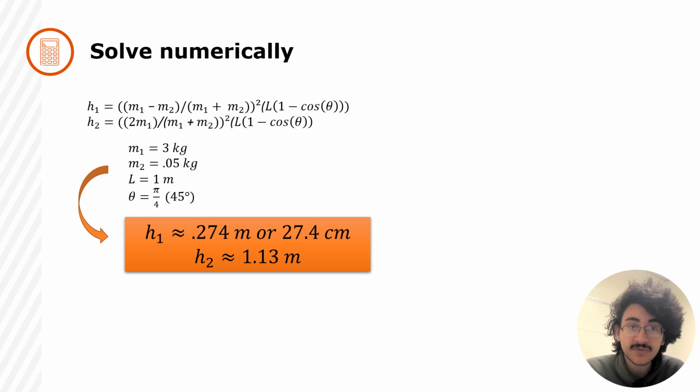We will be testing our equations with one set of values. After calculating, I'll check the reasonability of the height we get for both the left and the right ball. Not only does it show us whether or not our equation is sound, but it allows us to visualize what exactly happens in this scenario. With a mass of 3 kilograms for the left ball and a mass of 0.05 kilograms for the right ball, as well as a string length of 1 meter and a release angle of 45 degrees, we get a final height of 0.274 meters for the left ball and a final height of 1.13 meters for the right ball.